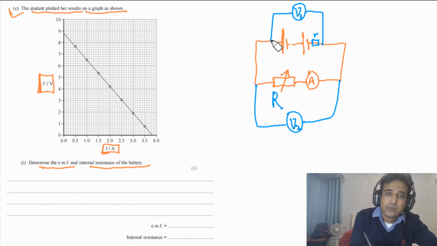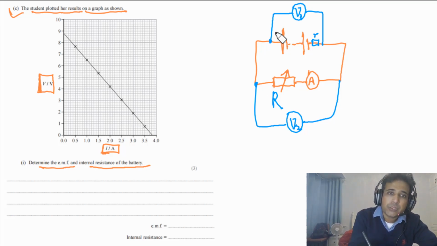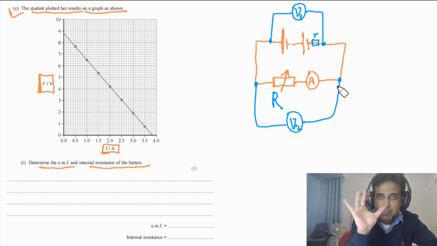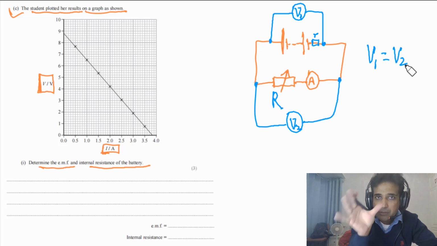In this case, between this point and this point there is no component. It means the potential at this point and this point is the same, and the same is true for this one. The potential at this point and this point is also the same, because there is no component between these 2 points. So it simply means that V1 is equal to V2. This is a very important point you need to understand.